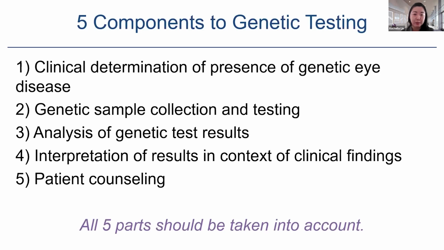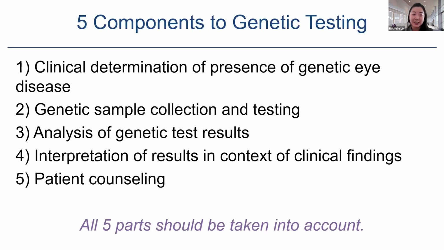Secondly, we would collect the sample and send that to the lab. Thirdly, the lab would then analyze that genetic information and create a report. Number 4, that report then goes back to the ordering provider. This is a very important component because it involves interpreting the results of the genetic test report within the context of the patient's clinical findings. And last but not least, patient counseling.